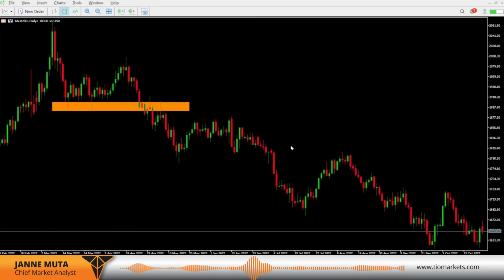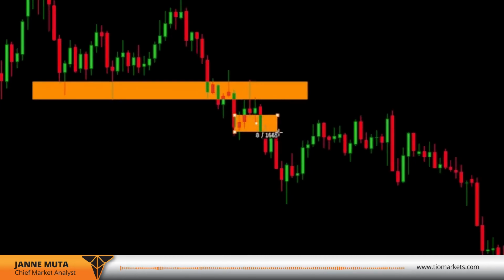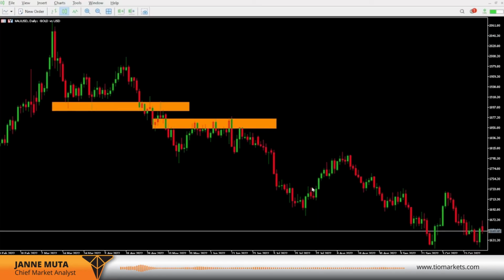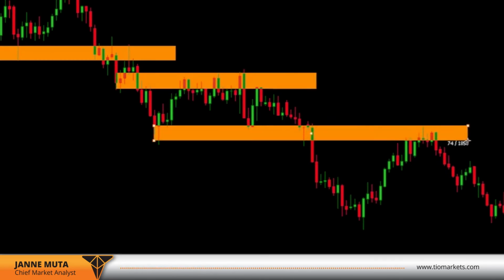Then the market moved lower, and once again we had an area where the market found support for a while. But then once the area was penetrated, the same area acted as a resistance. And this repeats and repeats in the markets. Here we had an area of support, it was penetrated, and the same area is now a resistance.